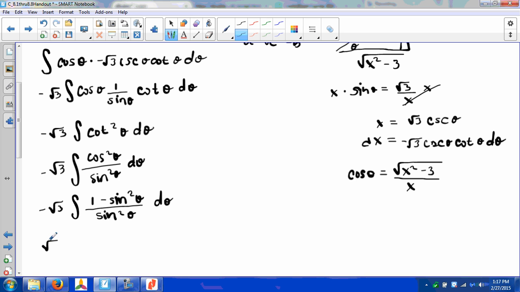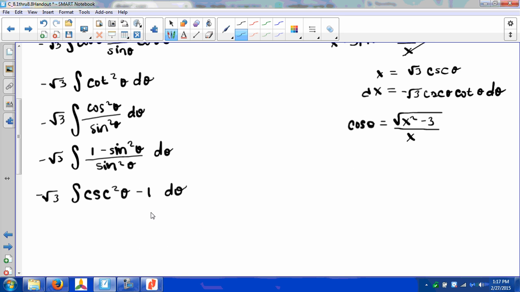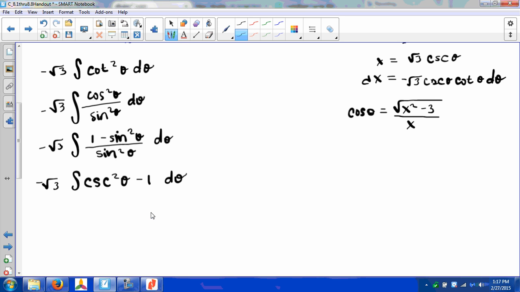So then this gives me, all right, 1 over sine squared is cosecant squared theta minus 1 d theta. Oh, well, duh, I could have just changed cotangent into that, couldn't I? With the Pythagorean identity. Whatever, here now. Okay, and I do know the antiderivatives of these.